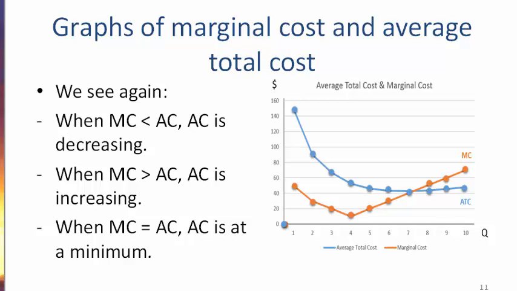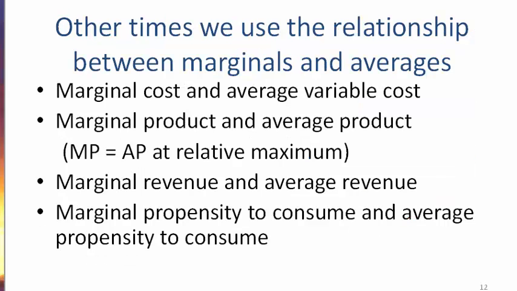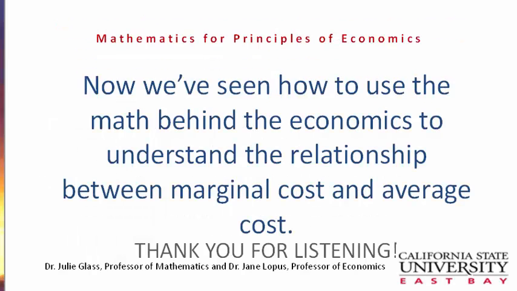If we look at this relationship graphically, we see the same thing. When the marginal is less than the average, the average falls. When the marginal is greater than the average, the average increases. And when they're equal, the average is at a relative minimum there. Other times we use a relationship between marginals and averages: we could look at marginal cost and average variable cost, marginal product and average product, marginal revenue and average revenue, and in macro, marginal propensity to consume and average propensity to consume.